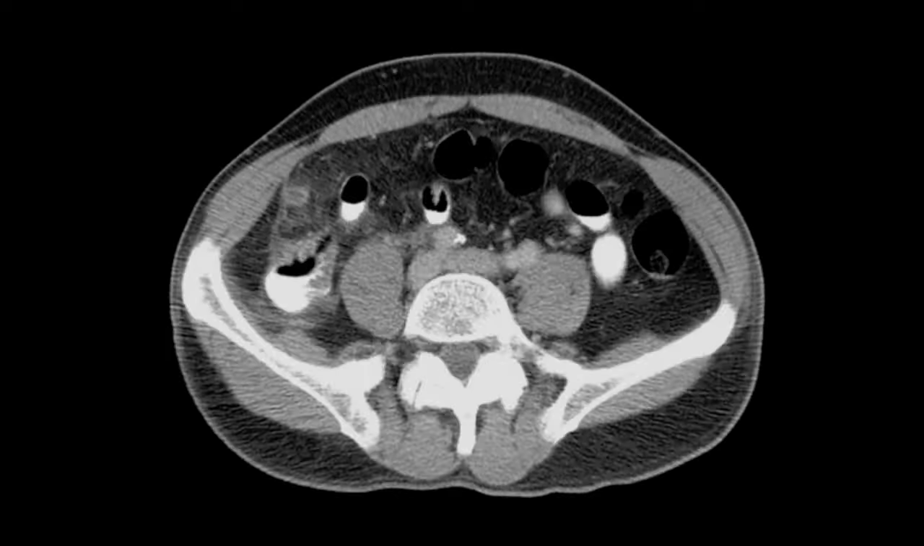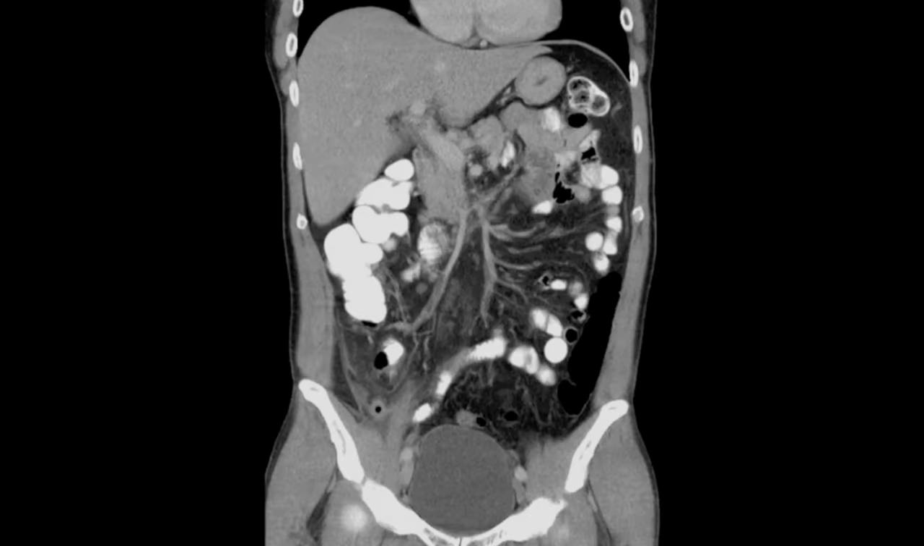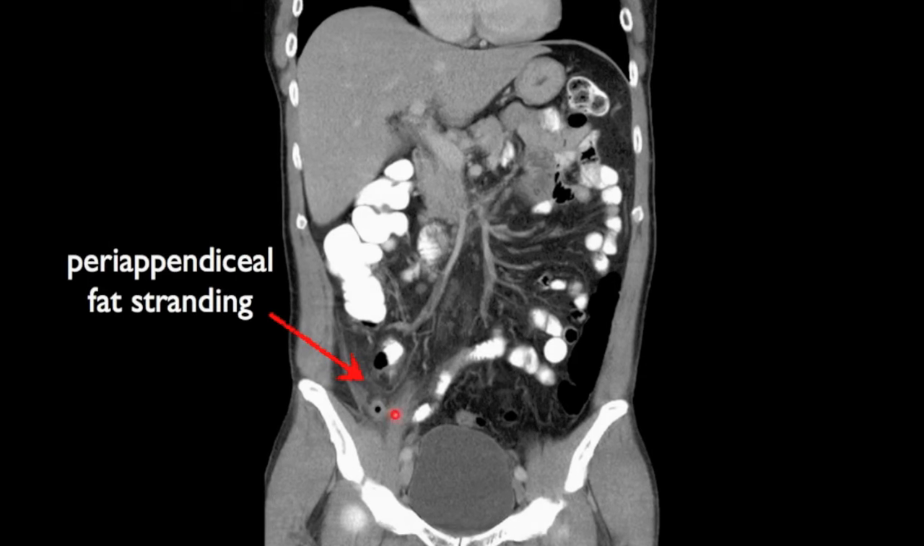When we switch to the axial plane, we can see that the appendix is abnormally distended, measuring greater than 6 millimeters in diameter. And the fat surrounding the appendix is abnormal. Instead of appearing nice and black, the fat is edematous and has turned gray, an appearance known as fat stranding. We can compare that to a region of normal intra-abdominal fat here, which has a nice black appearance.